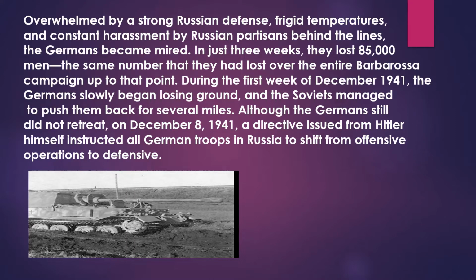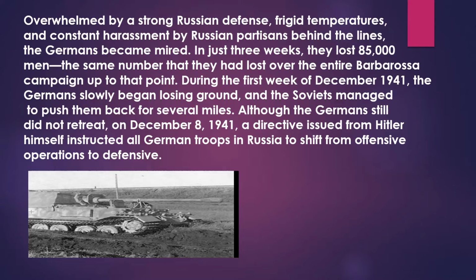Overwhelmed by a strong Russian defense, frigid temperatures, and constant harassment by Russian partisans behind the lines, the Germans became mired. In just 3 weeks, they lost 85,000 men, the same number that they had lost over the entire Barbarossa campaign up to that point.